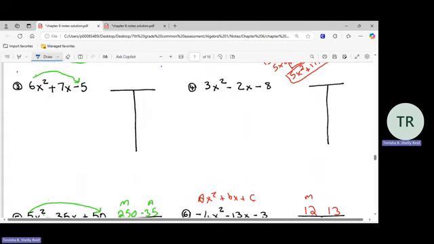And 6 times negative 5 is going to give me negative 30. So multiplied should give me negative 30. Added should give me the middle term, which is a positive 7. So now I'm going to go ahead and think of those factors. The factors that would work are 10 and negative 3, because 10 times negative 3 is negative 30, and 10 plus negative 3 is 7. So that's the combination I would use.